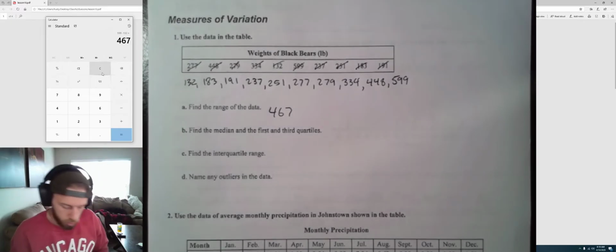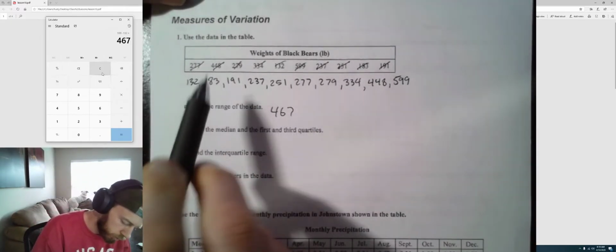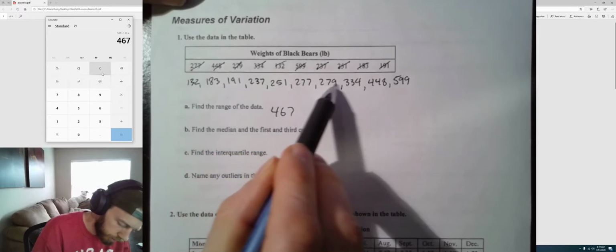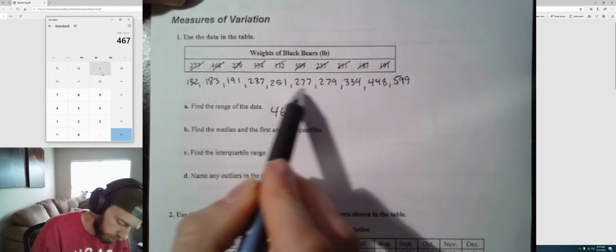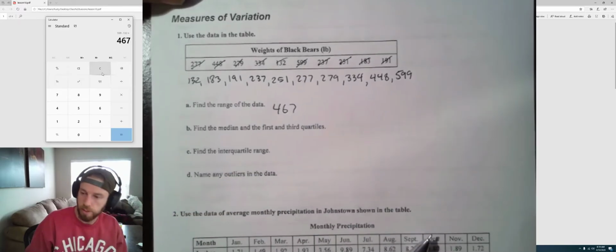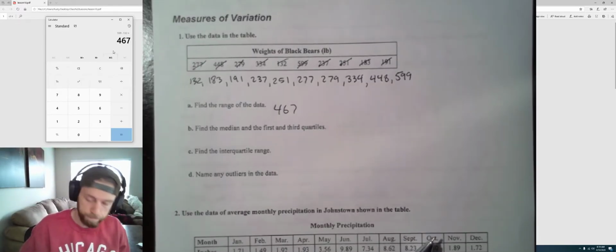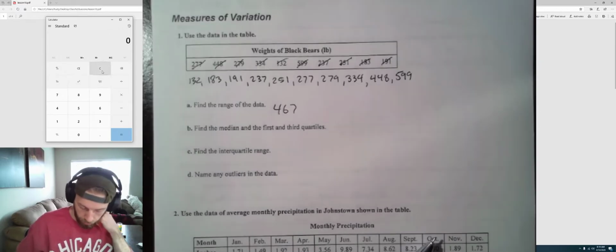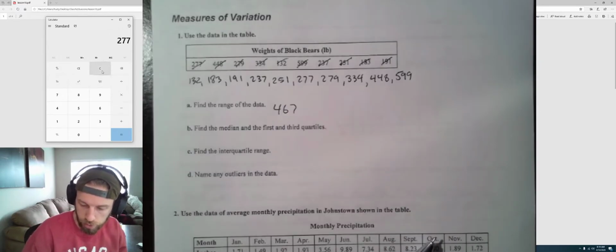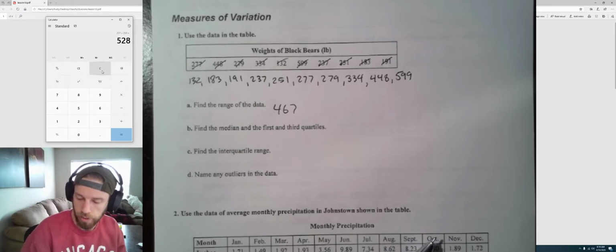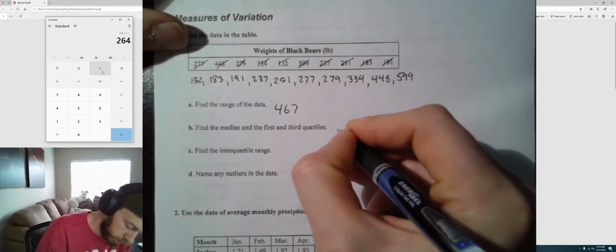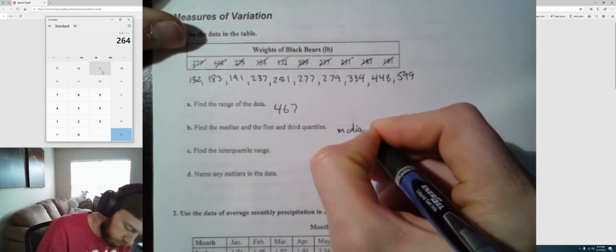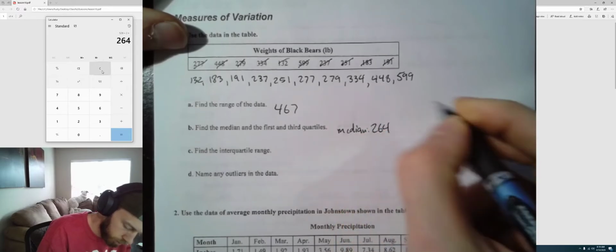Median and first and third quartiles. Median is going to be that middle number. So we've got 1, 2, 3, 4, 5, 6, 7, 8, 9, 10 numbers. So it's going to be 1, 2, 3, 4, 5. It's going to be right in between these two numbers, 251 and 277. And just like the last problem we just did, we're going to add those numbers up because I don't know exactly what's in between them. So we'll go 277 plus 251. Get 528. Divide that by 2. Your median is 264.